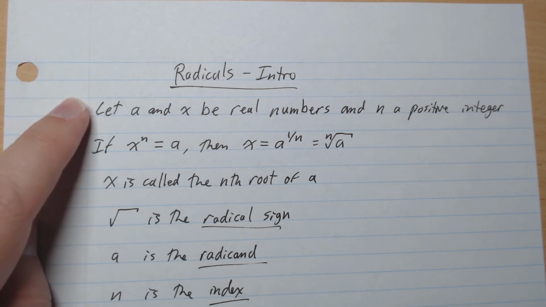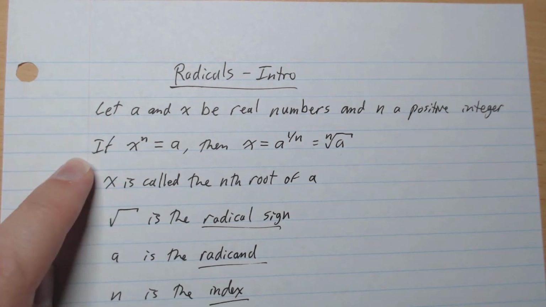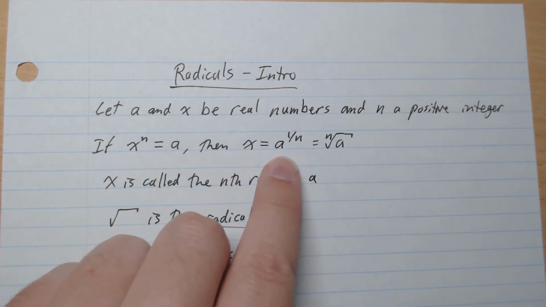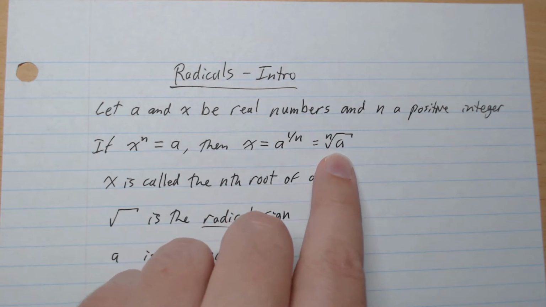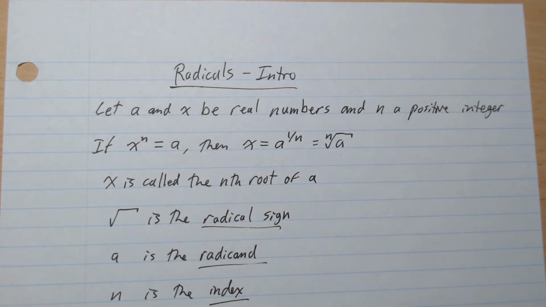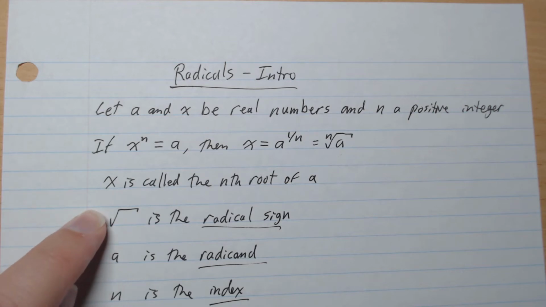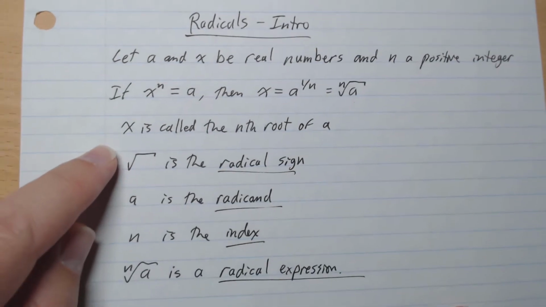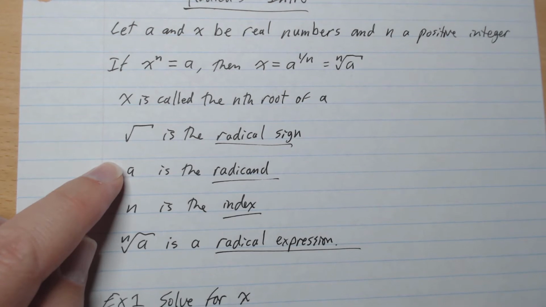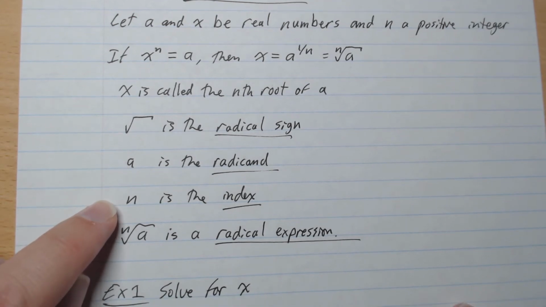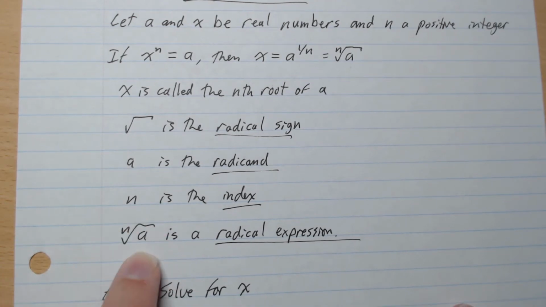So let a and x be real numbers and n a positive integer. If we have x to the n equals a, then we can isolate x as a to the 1 over n, or the nth root of a. So x is called the nth root of a. This is called the radical sign. A is the radicand. N is the index. And so this nth root of a is called a radical expression.